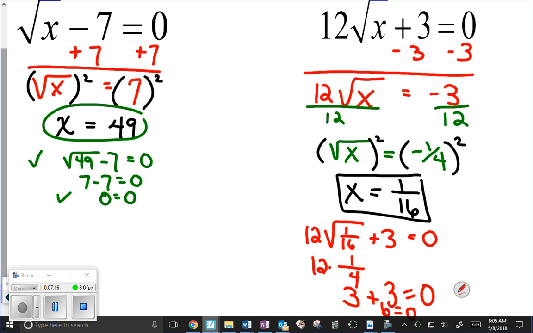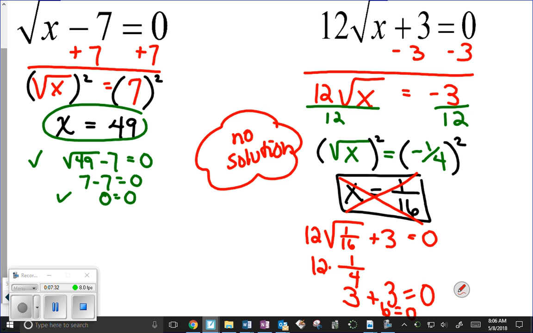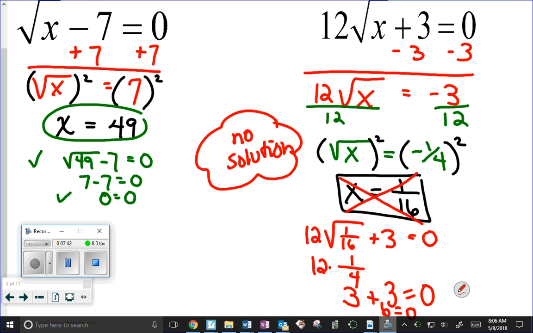So we vote this guy off the island. So what does that mean? What's my solution then? There's no solution. This problem has no solution. So don't be surprised on your tests on Friday or on your homework tonight. You'll have some that don't work, that have no solutions, and that's okay. It's what happens sometimes.